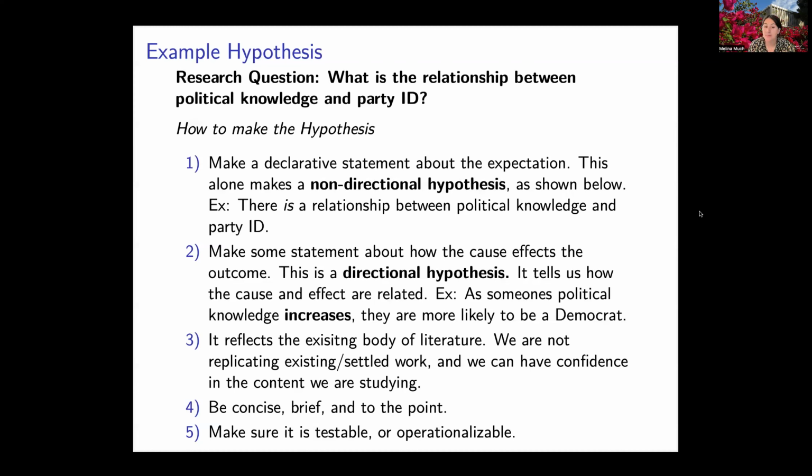Hypotheses should be very brief and concise. You shouldn't have huge, long hypotheses. If you do, maybe break them out into separate hypotheses, or you can make sub-hypotheses. But they should be very honed in as well, and they need to be testable or operationalizable. I shouldn't pick political knowledge and party ID if I don't have access to variables that study that, or if I don't have the money to conduct a study that would ask about those particular things. I'm choosing these things because I know I can test them.